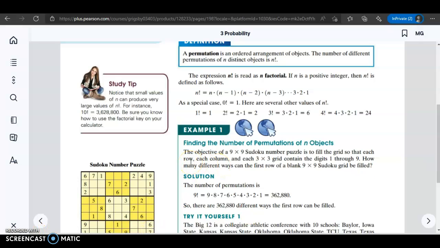You can also look at the example in the book. Example 1, find the number of permutations of n objects. It has a picture of a Sudoku puzzle, and the question asks how many different ways the first row of a blank 9 by 9 Sudoku grid can be filled in. Since the numbers 1 through 9 must appear in the cells in the top row, the number of ways you can write them is 9 factorial, which is 362,880.